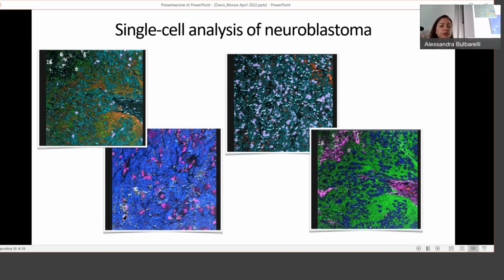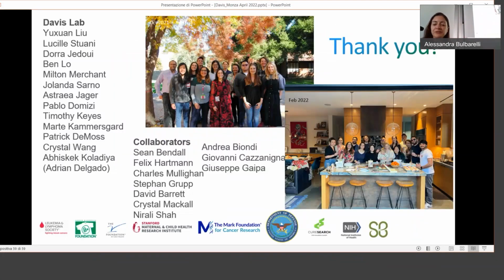We have a collaboration with John Maris at Children's of Philadelphia. We have over 100 neuroblastoma samples on a tissue microarray. And so we're looking at both immune infiltration and surface marker expression, but also the composition of neuroblastomas on the single cell level for adrenergic versus mesenchymal cell fate, and how that relates to outcome for kids with neuroblastoma. So this is 4 different patient samples, and you get these very pretty images.